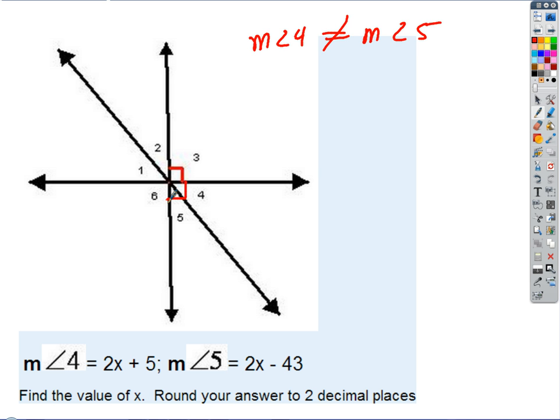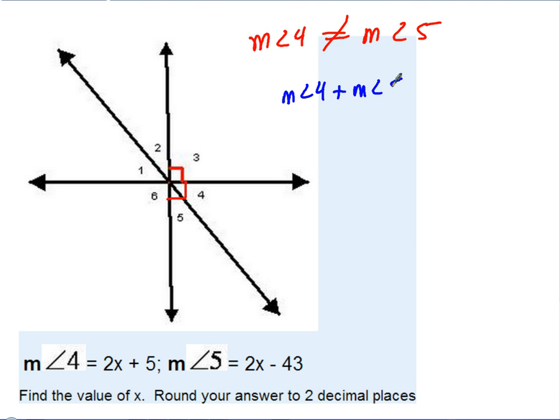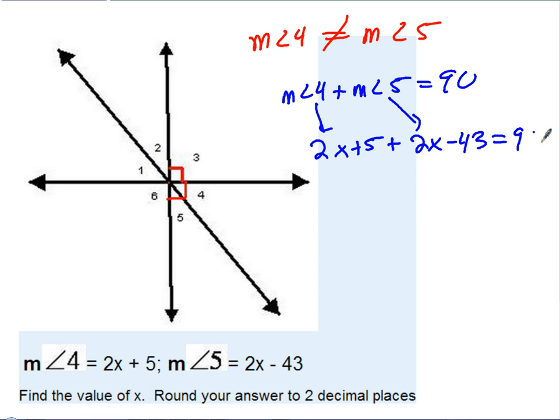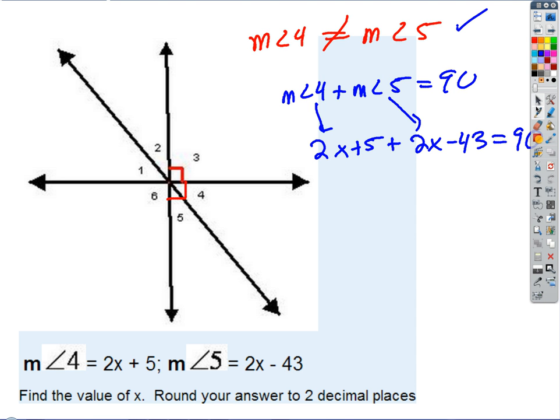So I can set up an equation that says the measure of angle 4 plus the measure of angle 5 equals 90, and I'll just substitute what those expressions are. The measure of angle 4 is the expression 2x plus 5. The measure of angle 5 is the expression 2x minus 43. So now I've got a simple equation that I know is going to work. Guaranteed, this is where people made the mistake right there. So you've got to look at the geometry relationship carefully before you make an equation.